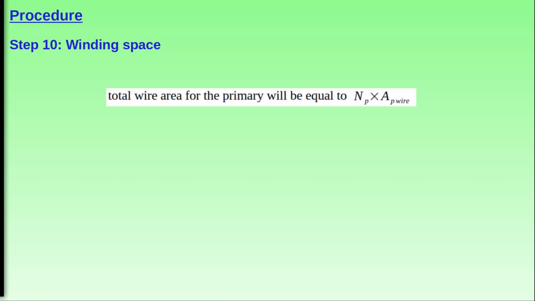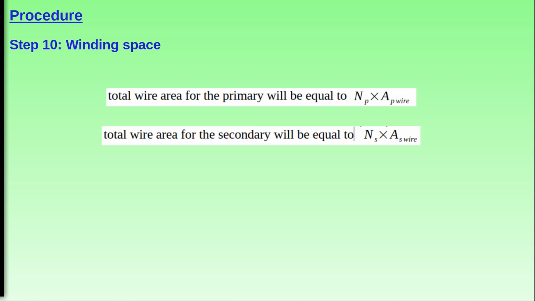The total wire area for the primary will be equal to NP times AP wire. The total wire area for the secondary will be equal to NS times AS wire, and the sum of these quantities, plus the insulation area, should not exceed about 40% of the window area AW. If that cannot be done, we will need to go back to step 4 and select a larger toroidal core, and then redo all the calculations starting from there.